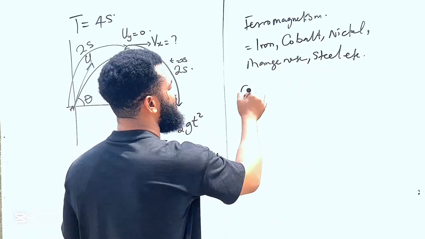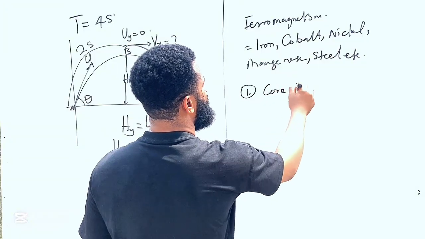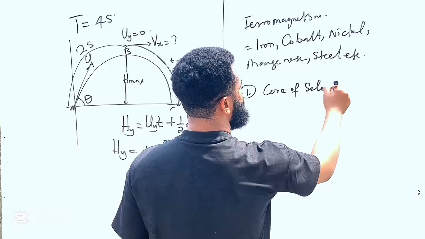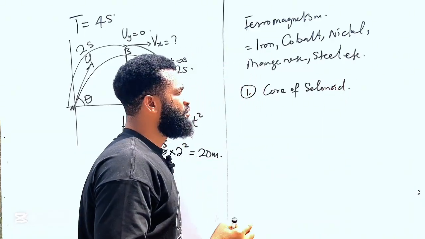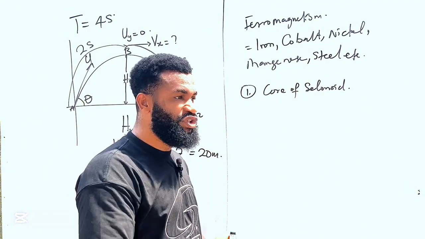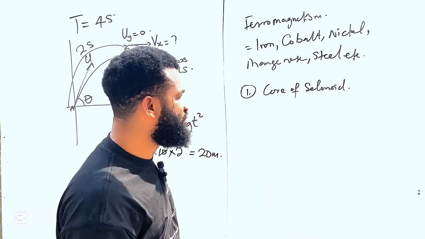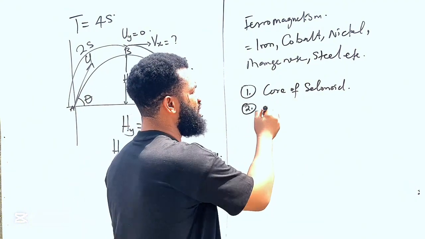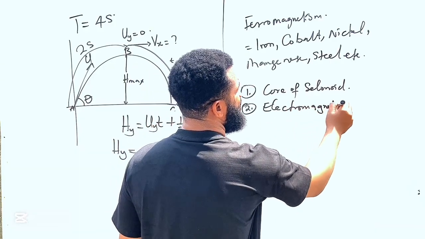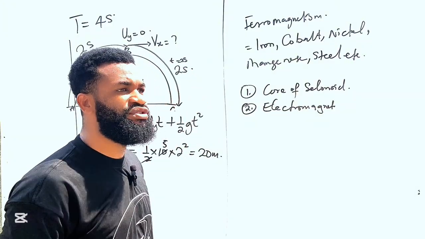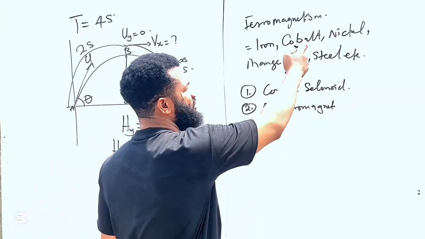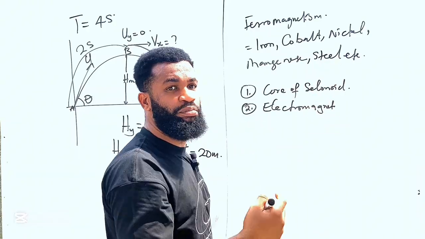Number one, I can say that it can be used as the core of a solenoid, because the core of a solenoid is just an iron bar which was used to coil. It can also be used in making electromagnets. It can also be used in making cooking utensils at home, like iron, stainless steel or pots.